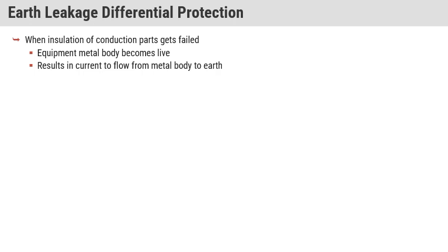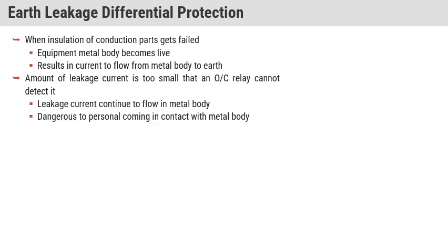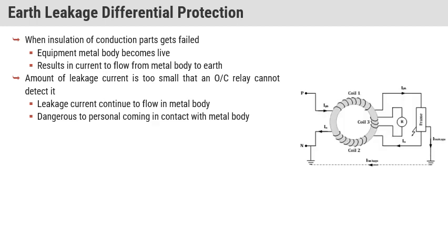Now we have another type of protection, which is earth leakage differential protection. When the insulation of a conducting part fails, the equipment's metal body becomes live, resulting in a current flowing from the metal body to earth. The amount of leakage current is too small for an overcurrent relay to detect it. So leakage current continues to flow in the metal body, which is dangerous to a person coming into contact with it. To overcome this problem, we design an earth leakage differential protection.